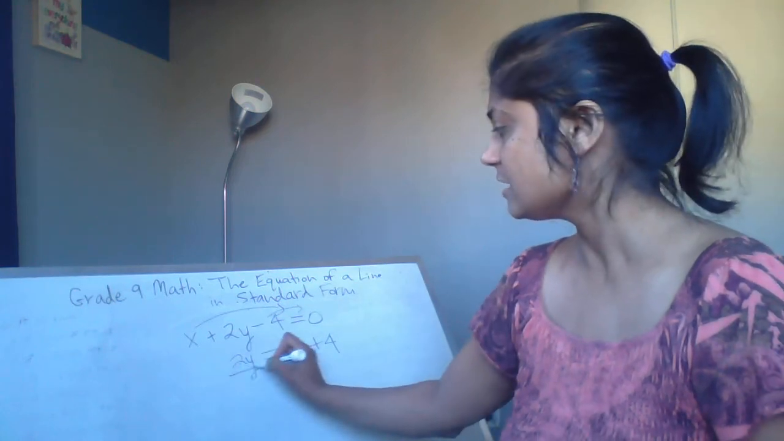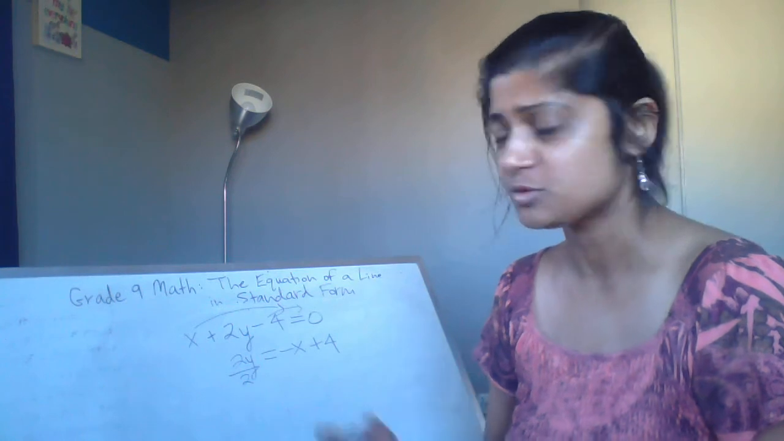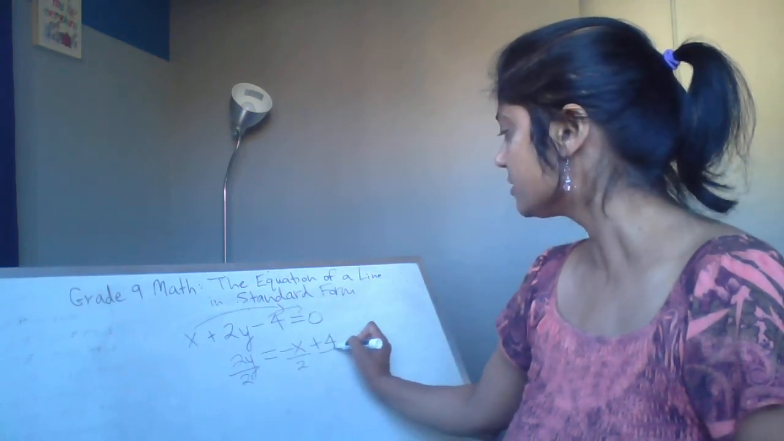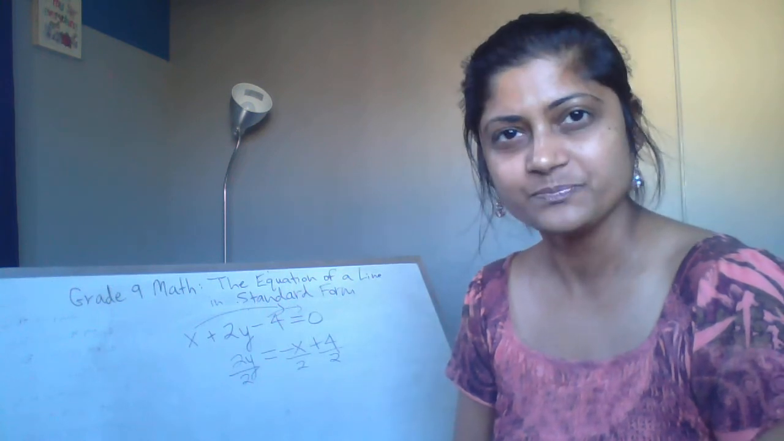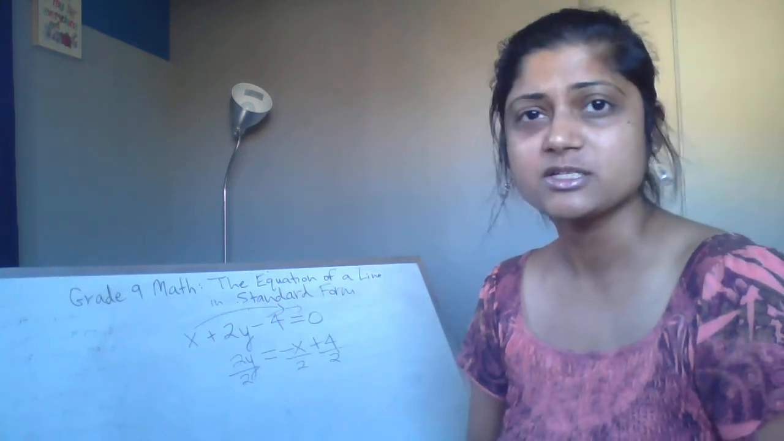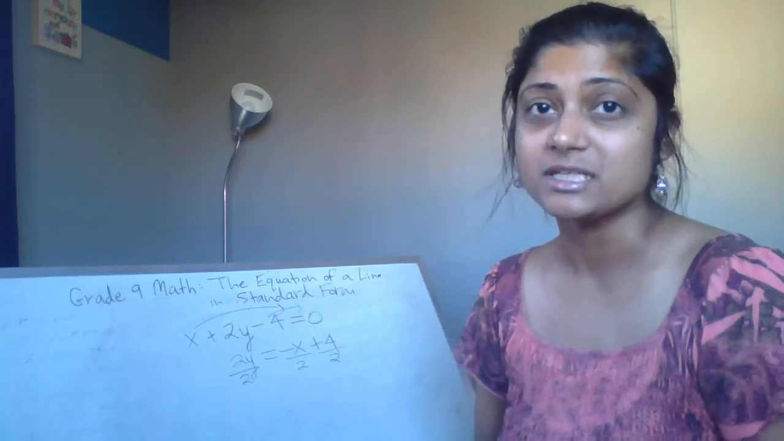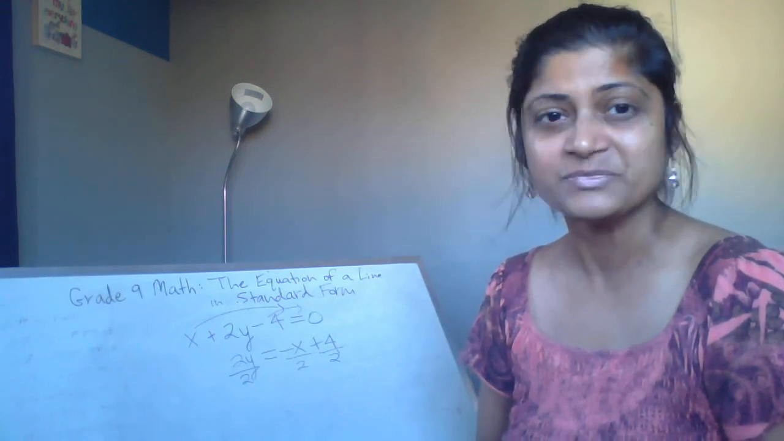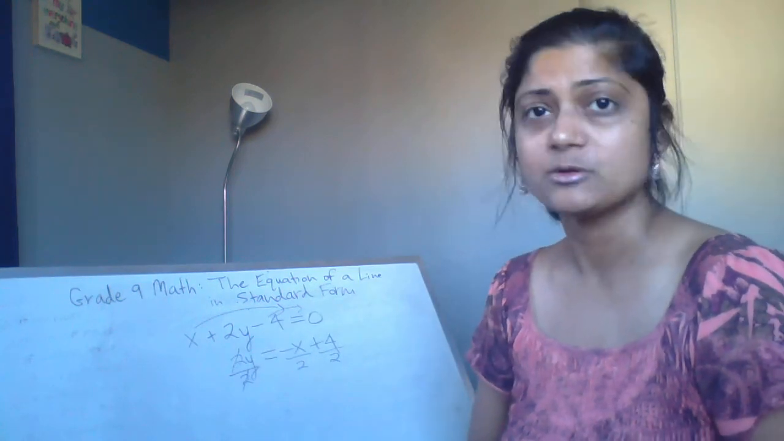Now I want to make sure that the y is by itself. I'm going to divide everything by 2. The reason that I have to divide everything by 2 is that this is an equation, and if I divide just the left side by 2 and not the right side, the equation is not going to be equal on both sides. So we're dividing it by 2. I'm going to cross the 2 out here.